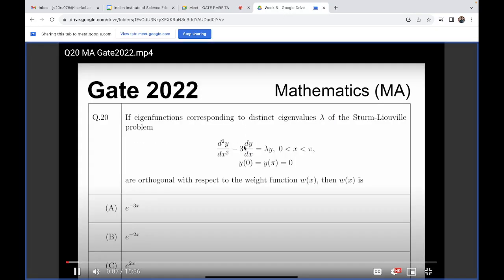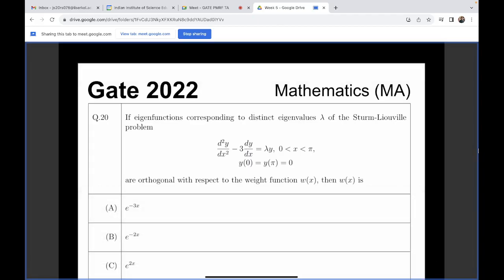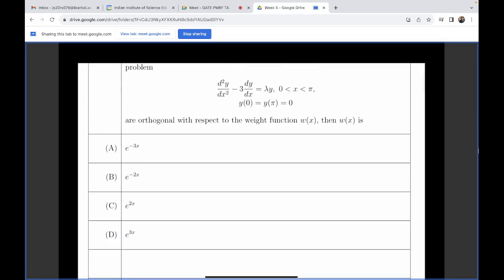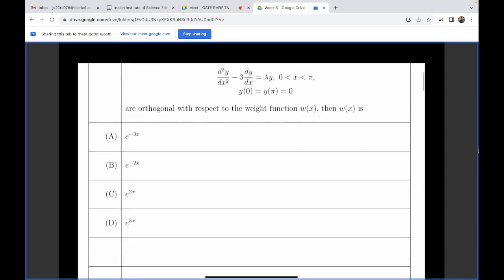Okay, so today we will solve a mathematics GATE 2022 question from ODE. This is question number 20. It is saying that if the eigenfunctions corresponding to distinct eigenvalues lambda of the following Sturm-Liouville problem with periodic boundary condition are orthogonal for different eigenvalues lambda with respect to the weight function w, then you have to find what the weight function will be. So 4 options are given. You have to find which will be the correct option.